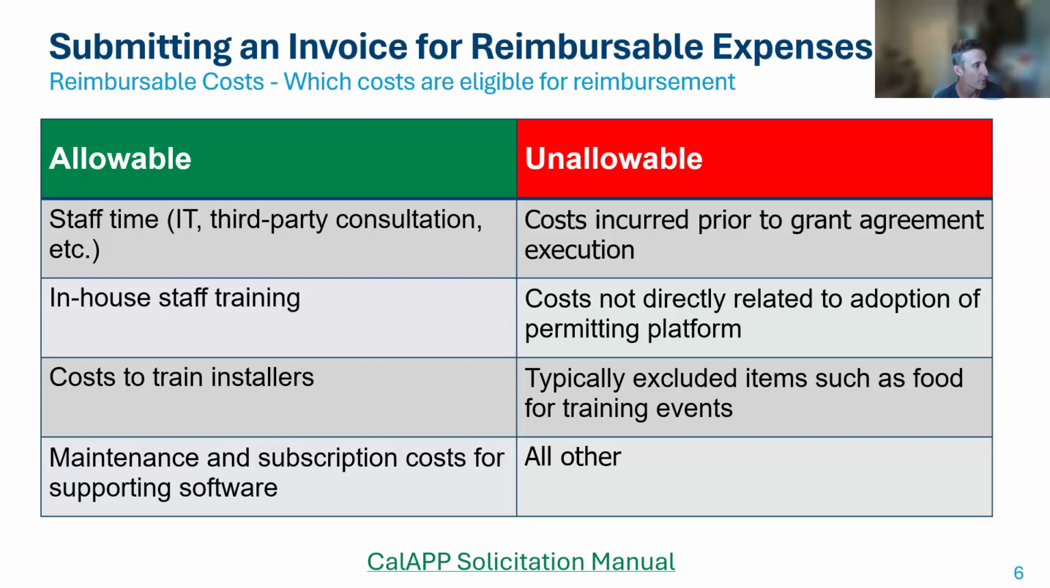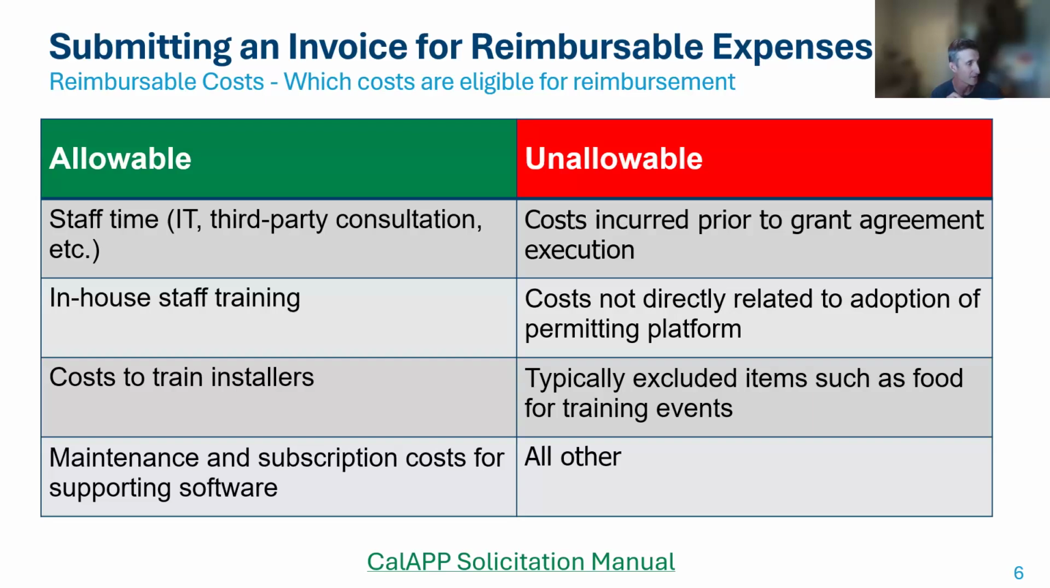Here is an overview of what we can and cannot reimburse. A complete list can be found in our solicitation manual. We expect most applicants to use funding to reimburse staff time spent integrating a permitting platform. For CalAPP Plus or Symbian users, this includes work done with those teams during integration. Funds can also cover training and education for staff and local installers.